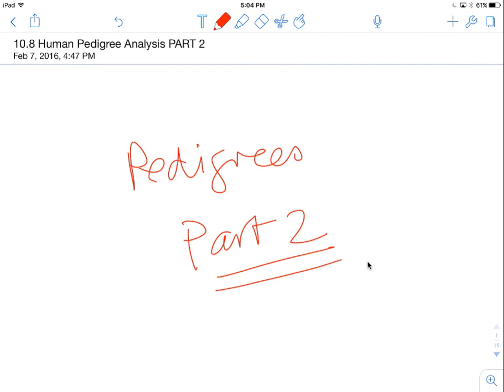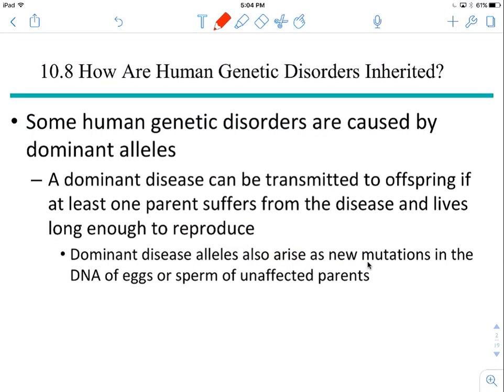Well, here we go. Now it's time for Pedigrees Part 2, the continuing story. All right, so we talked about recessively inherited genetic disorders in Part 1, and we're actually going to talk about how you can get a dominant genetic disorder in this part and some other stuff. So we got to get going.